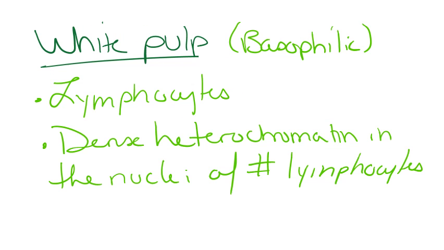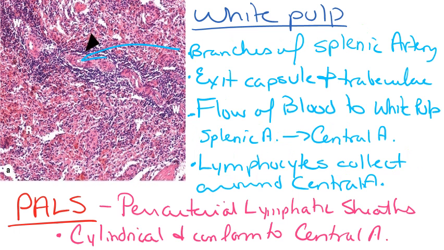The white pulp is going to be basophilic. The reason for this is because we're going to have lymphocytes with the dense heterochromatin in the nuclei. So we're going to have a number of lymphocytes, and so we're going to have our deep blue stain. So our white pulp here, we're going to have it surrounding these vessels.